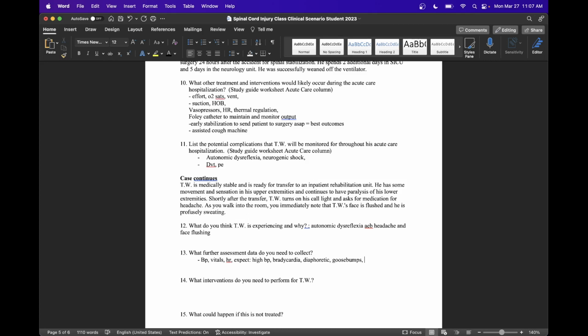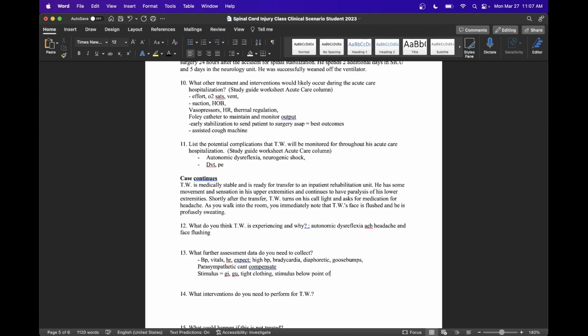What's it typically related to? The parasympathetic can't override the sympathetic. So the sympathetic nervous system is going haywire, right? And the parasympathetic can't compensate for it. Well, what's the stimulus? So I heard GI, GU. Bladder could be impacted. Some kind of stimulus.